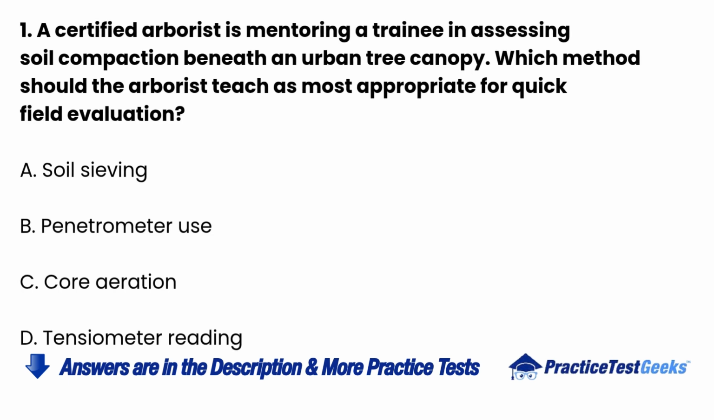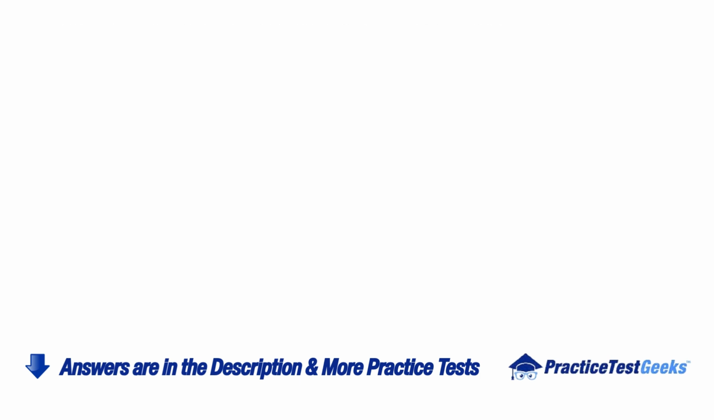1. A certified arborist is mentoring a trainee in assessing soil compaction beneath an urban tree canopy. Which method should the arborist teach as most appropriate for quick field evaluation? A. Soil sieving. B. Penetrometer use. C. Core aeration. D. Tensiometer reading.